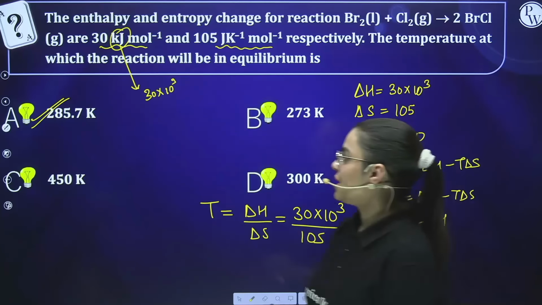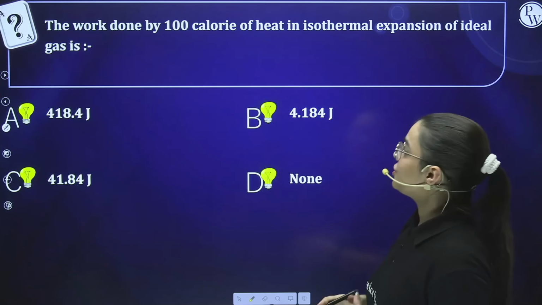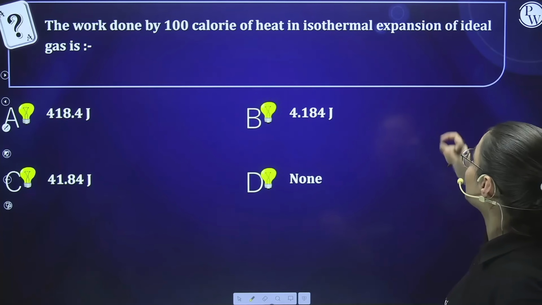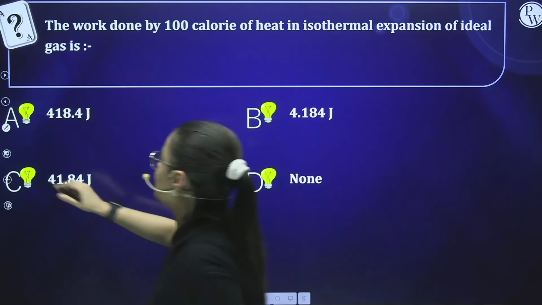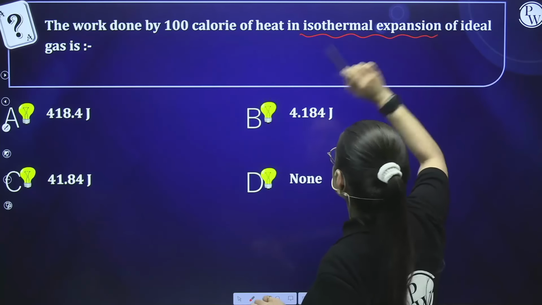Okay, now students, moving forward towards the next question. The work done by 100 calorie of heat in isothermal expansion of ideal gas is. Now they have given us the condition of isothermal expansion over here, right?